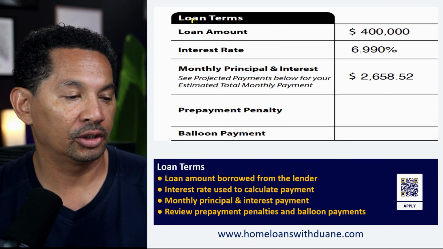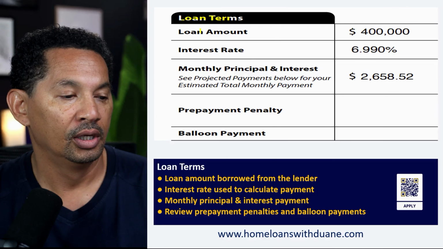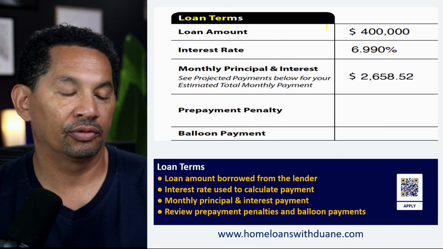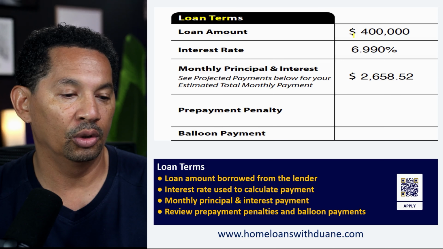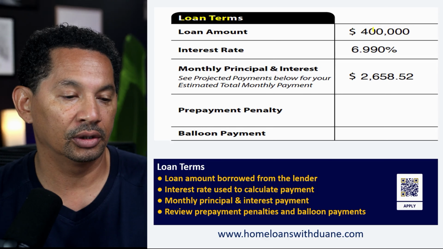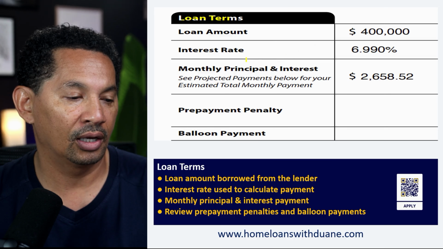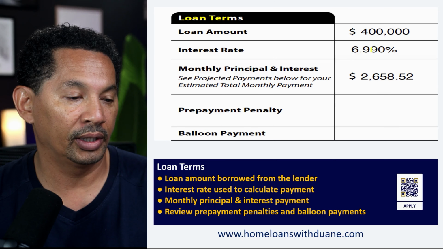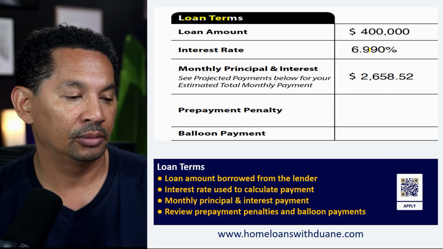So on to the next section, we are on to loan terms. So here we have our loan amount. And we already know our purchase price, which was $500,000. So this is our loan amount against that $500,000, and we are at $400,000. This is the interest rate, and again, it's not locked. So this was the rate on the loan estimate reflected.